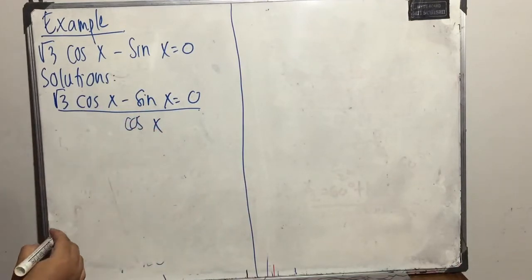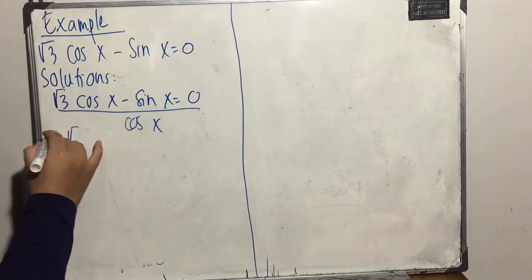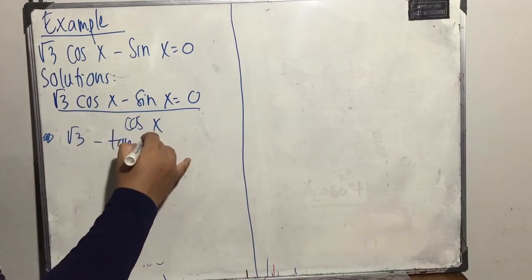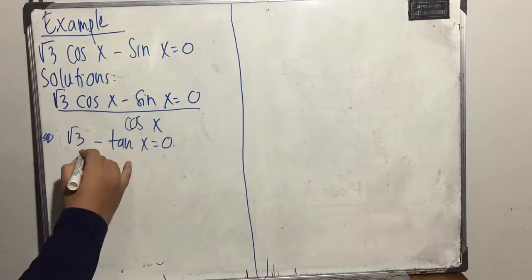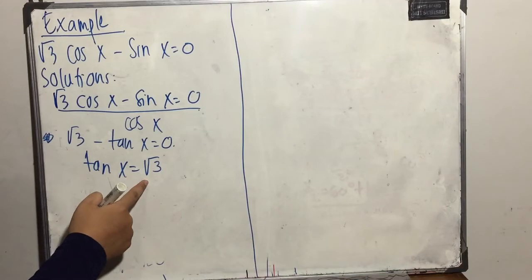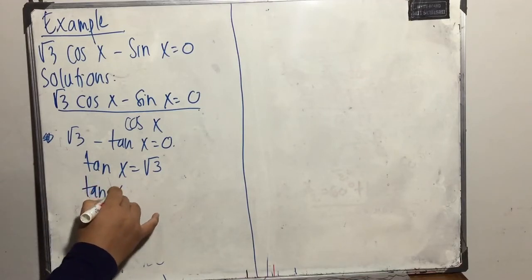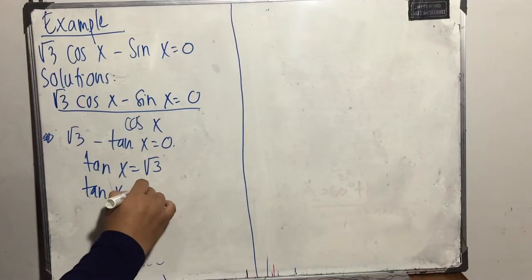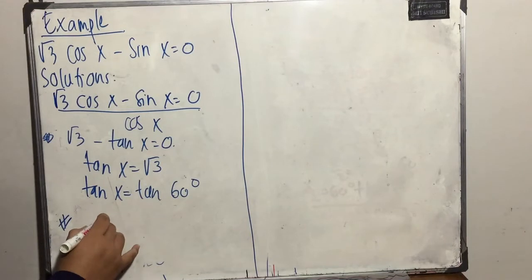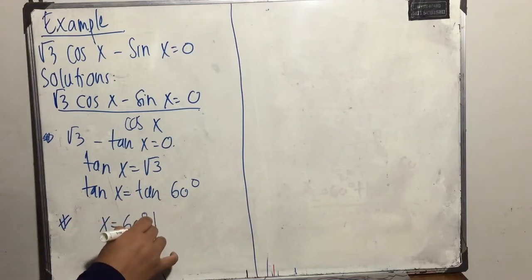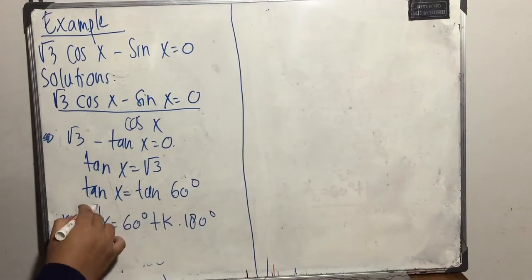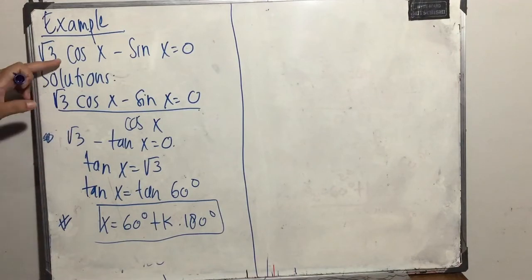So let me continue with this one. This is equal to square root of 3 minus tangent x equals 0. So the result is tangent x is equal to square root of 3. So we can continue from this. That shows tangent x is equal to tangent 60 degrees. So from the formula, x is equal to 60 degrees plus k times 180 degrees, everyone. So this is already the formula for this one.